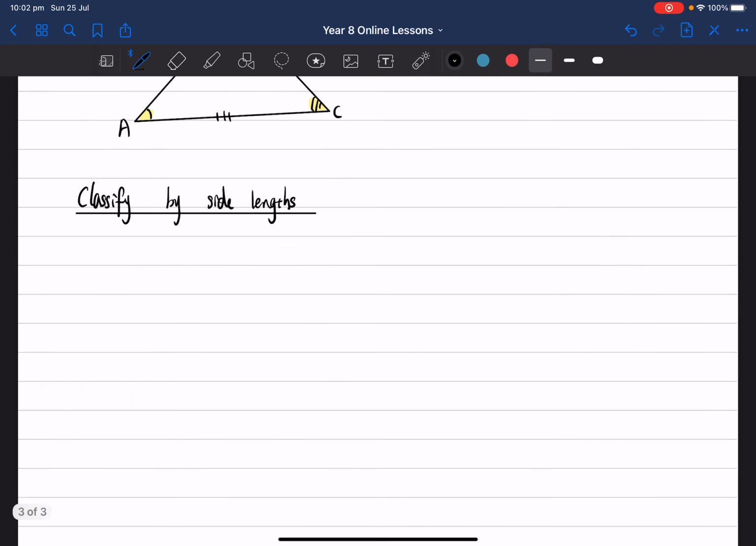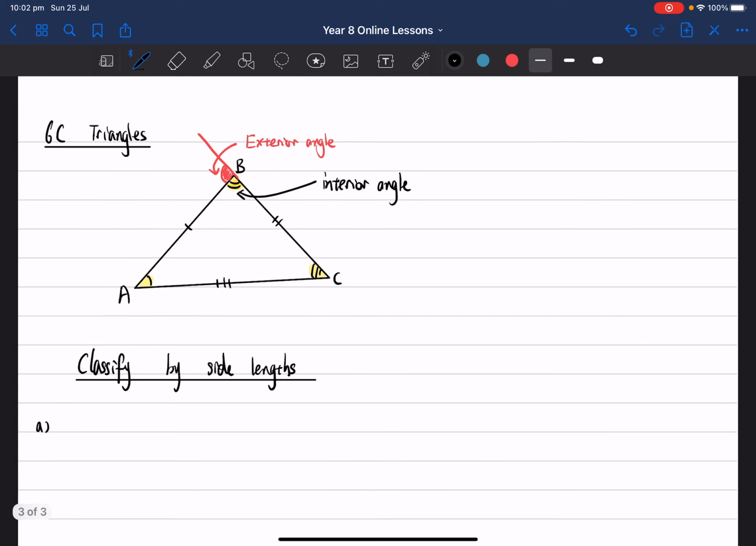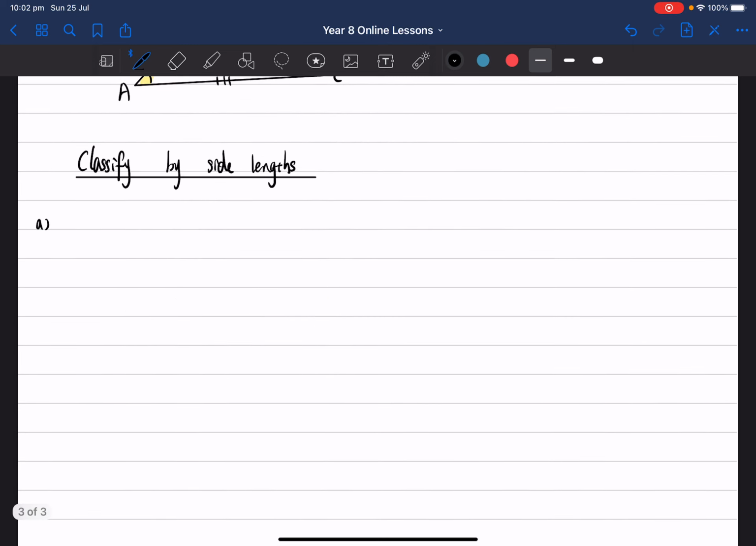The first one is when all three sides are different, like the example I just showed you previously. If all three sides are different, the triangle is called a scalene triangle. They're all different sizes, and none of them are equal to each other. So we've got sides, and these two sides are different. That's triangle ABC, and the name of that triangle is a scalene triangle.